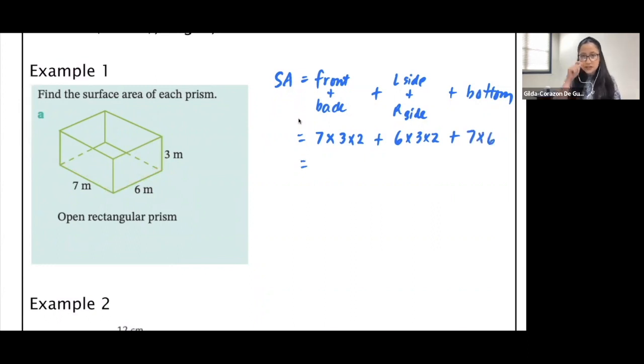We've got 21 times 2, you get 42. 6 times 3, you could probably say 6, and that's 36. We use our associative law. 7 times 6, you get 42. Okay. And we can add 42 and 42, that's 84. 84 plus 36 would be what? 84, 90, 90 plus 30, you get 120, right? And of course, it's square meters, right?